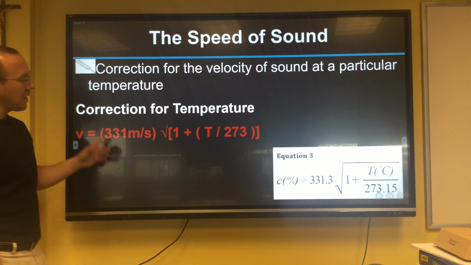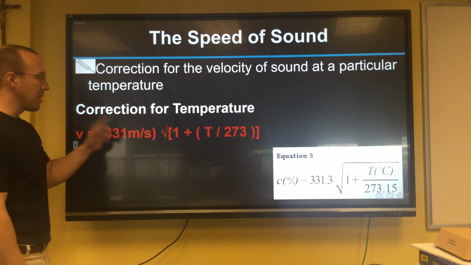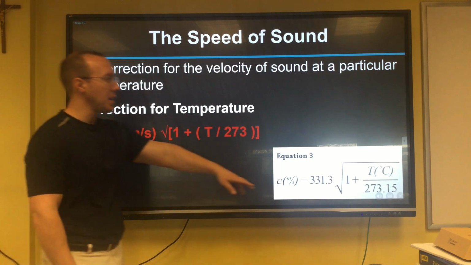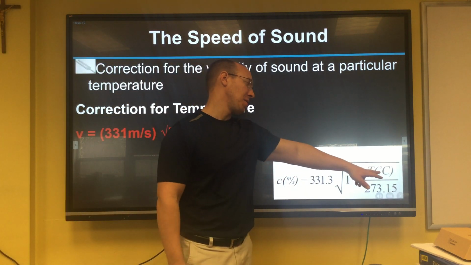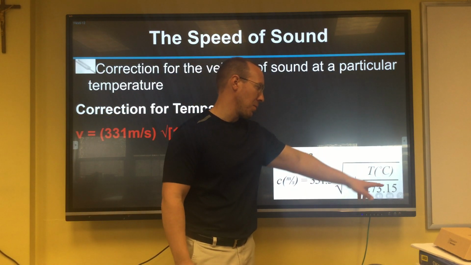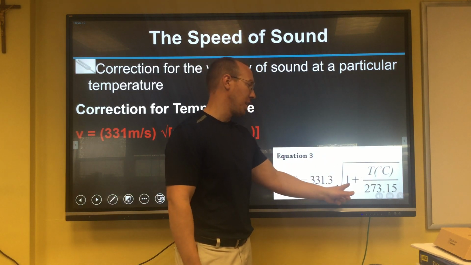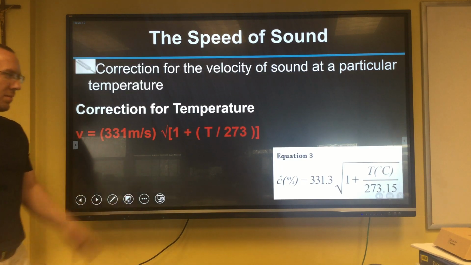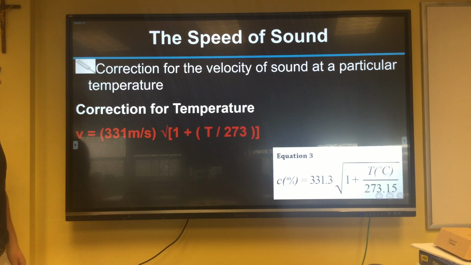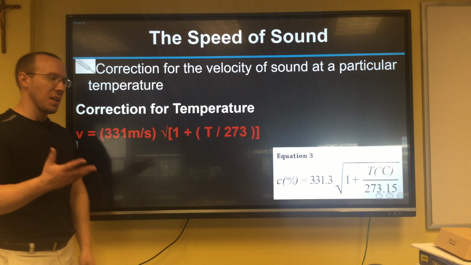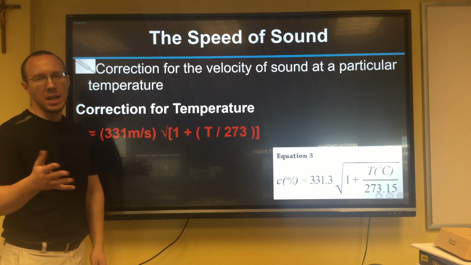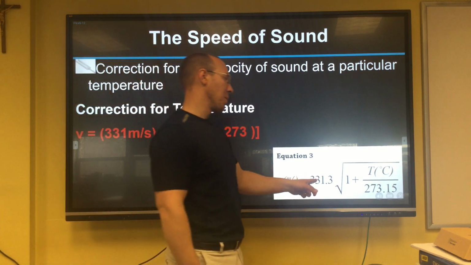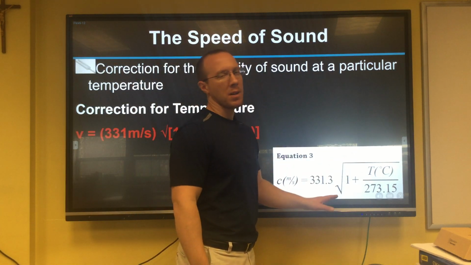So here's the original at 0 degrees. Here's this correction thing here, though. So if we put in 0 degrees Celsius, 0 over this is 0, plus 1 is 1, square root of 1 is 1, times 331, there we go, okay? So if we're at 20 degrees Celsius, which is like a nice room temperature, 68, 69 Fahrenheit, obviously we get a number greater than here because this would come out to be greater than 1.